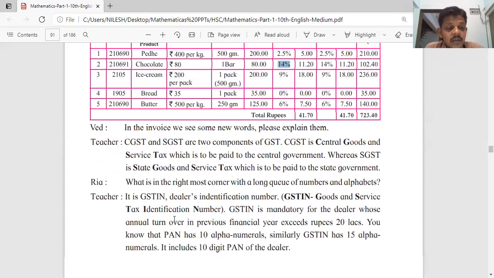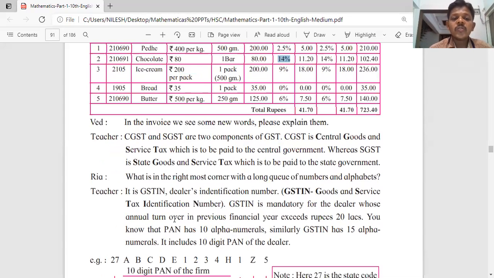Now, one student asks the teacher, in this invoice we see some new words. Please explain them. Now see, CGST and SGST are two components of GST. GST is divided into two parts. CGST is central goods and service tax, which is to be paid to the central government, whereas SGST is state goods and service tax, which is to be paid to the state government.